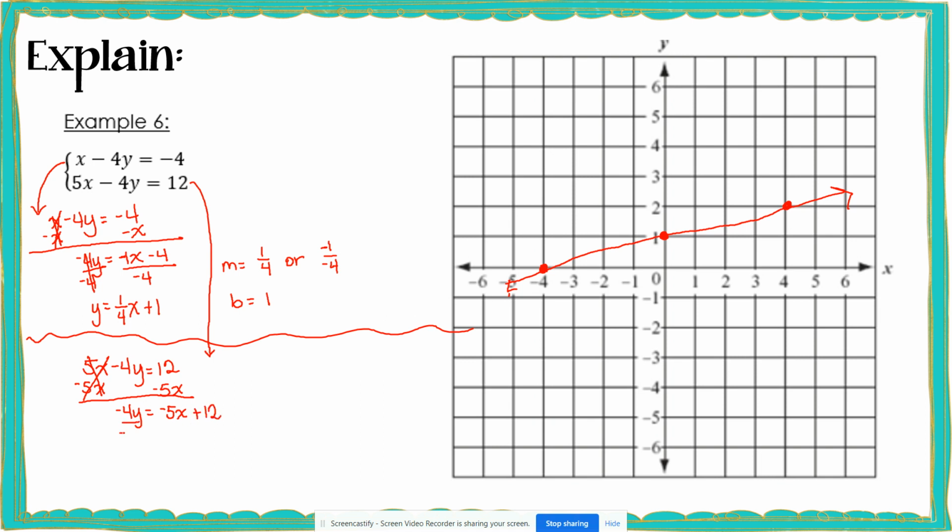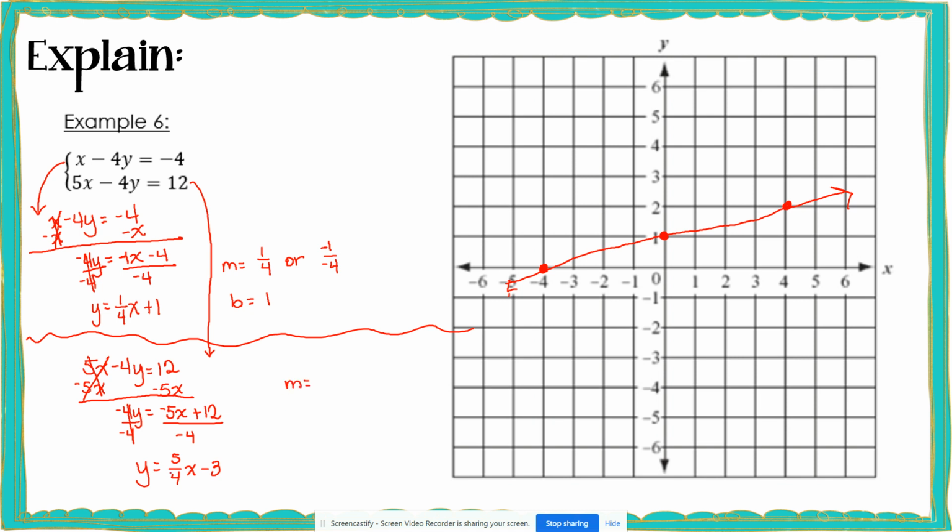Now to get y by itself, I just need to divide by -4 on both sides. These will cancel, and I'm left with y equals, well, again, a negative divided by a negative is a positive. And instead of making this a decimal, I'm just going to leave it as 5/4 x. And then, because this is a positive 12 divided by -4, I'm going to get -3. 12 divided by -4 is -3. So I write -3.